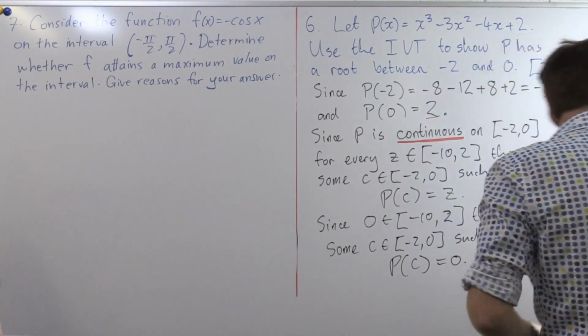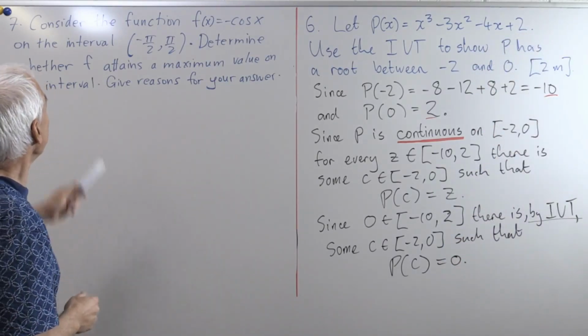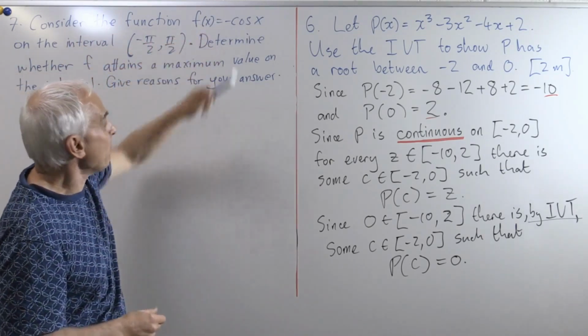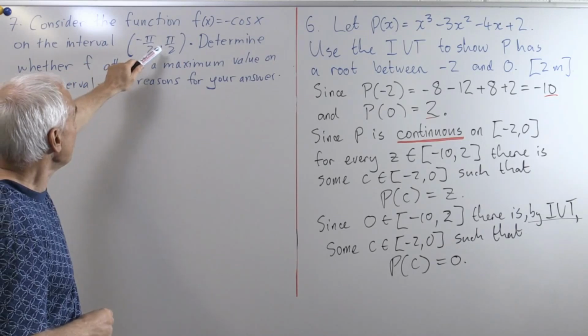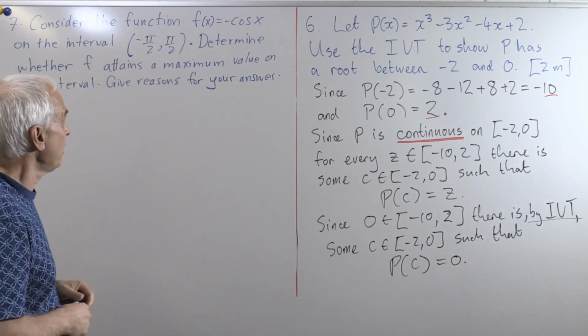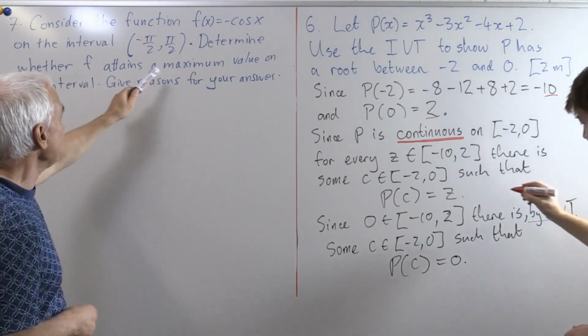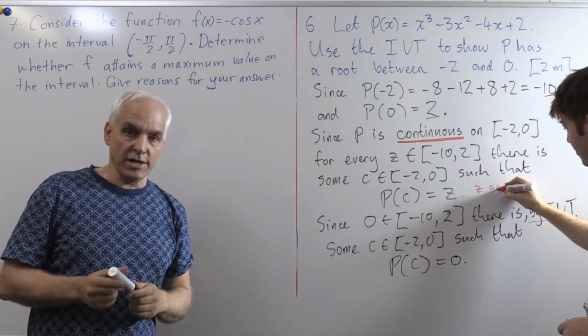Okay, so for this question, it's also about continuous functions, although it maybe doesn't say so. It says, consider the function f of x equals minus cos x on the interval minus pi over 2 to pi over 2. And it's important to note that this is an open interval. Determine whether f attains a maximum value on the interval. Give reasons for your answer.